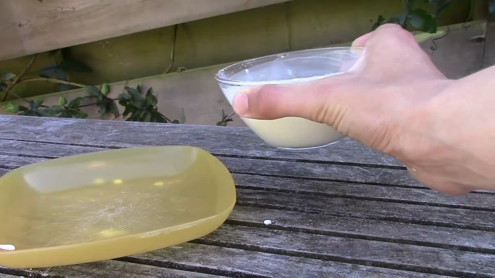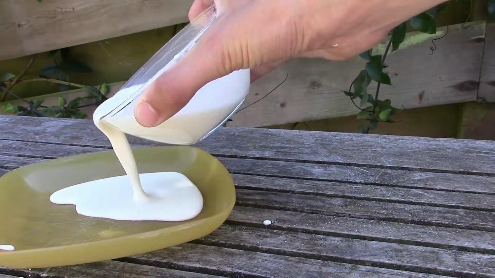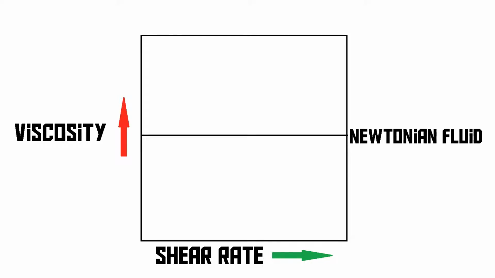So, what exactly is a non-Newtonian fluid? In this graph, the horizontal axis represents shear rate, and the vertical axis represents viscosity. Viscosity basically means the thickness of a fluid. So, honey has a higher viscosity than water, it's thicker.